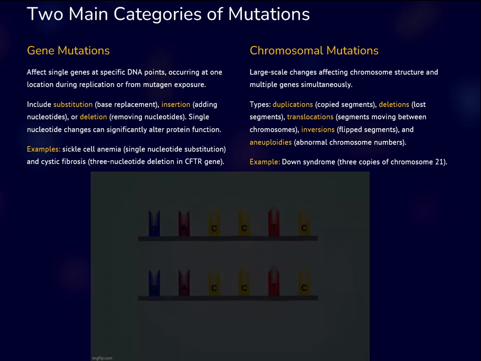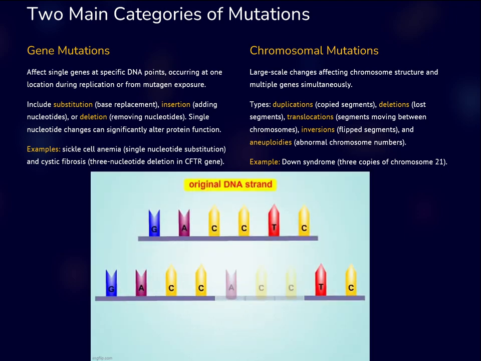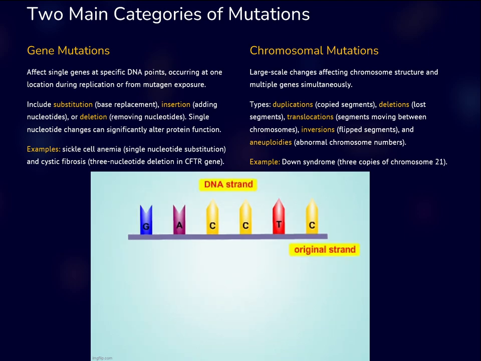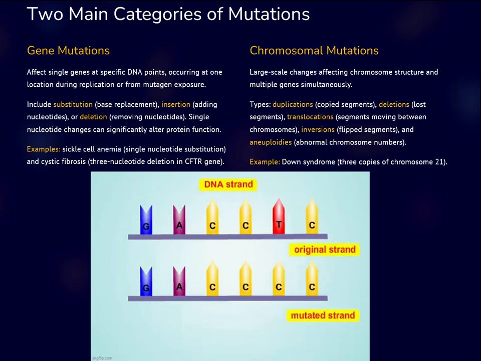Then there are chromosomal mutations, which are larger scale mutations. Think of these like rearranging entire chapters within a book. These affect big sections of DNA and can mess with lots of genes all at once. These kinds of mutations usually happen when cells divide and the chromosomes get copied or separated incorrectly.